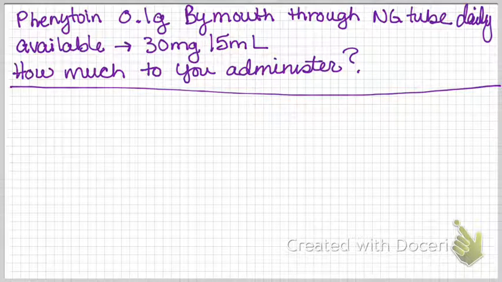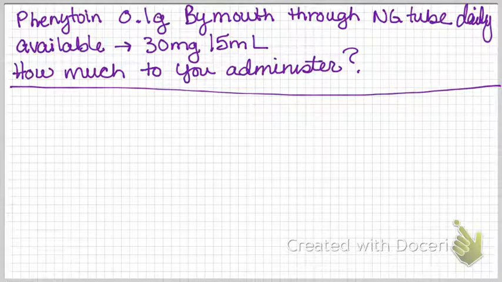Okay, but what's available is 30 milligrams per 5 mL. So this looks very confusing. Oh my gosh, what do we do? We have grams, milligrams, mLs. How much do you administer? All right, so the first thing we need to do is convert grams to milligrams.